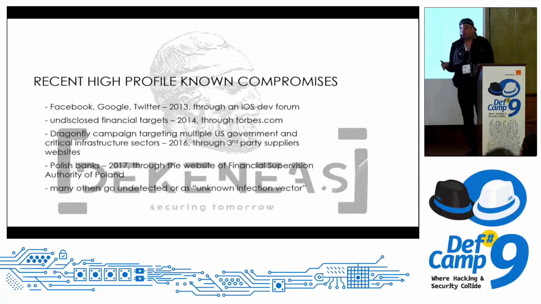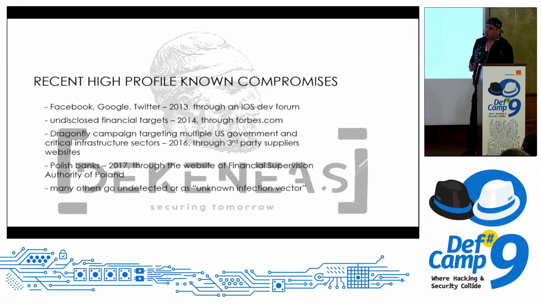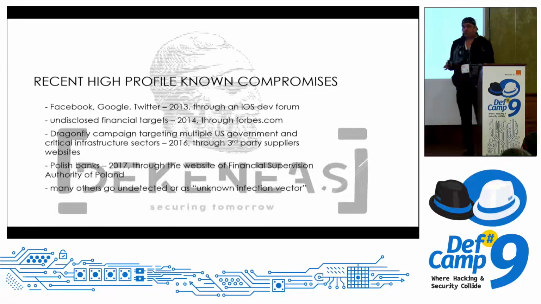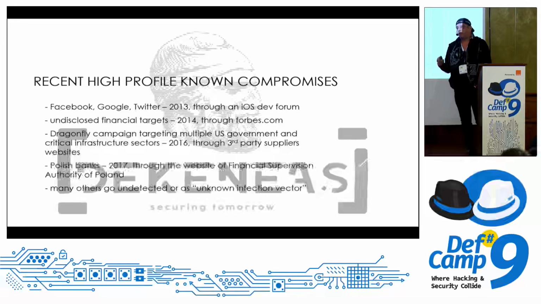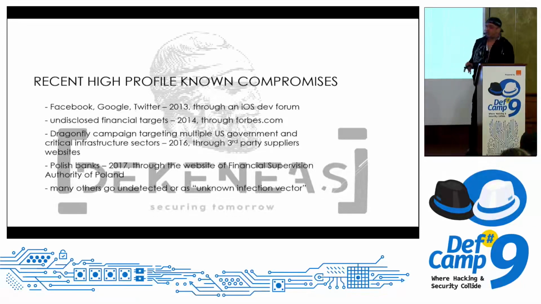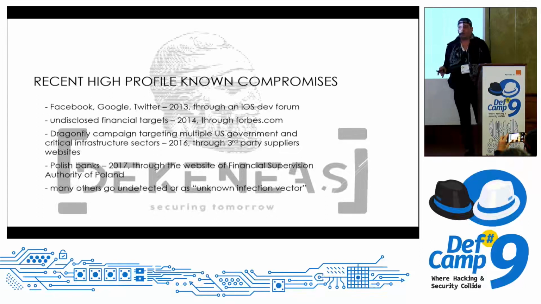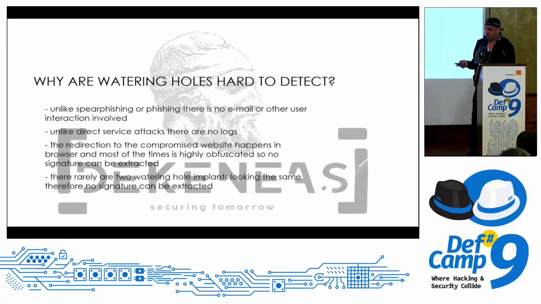And the most known attack was the case of the Polish banks in 2017 through the website of the Financial Supervision Authority of Poland. Most of these attacks go undetected or have an unknown infection vector, because it's very hard to pinpoint the exact patient zero, so to say, in the case of a watering hole attack. All you do is just visit a website. There is no user interaction. You don't open any email, no phishing link, nothing.